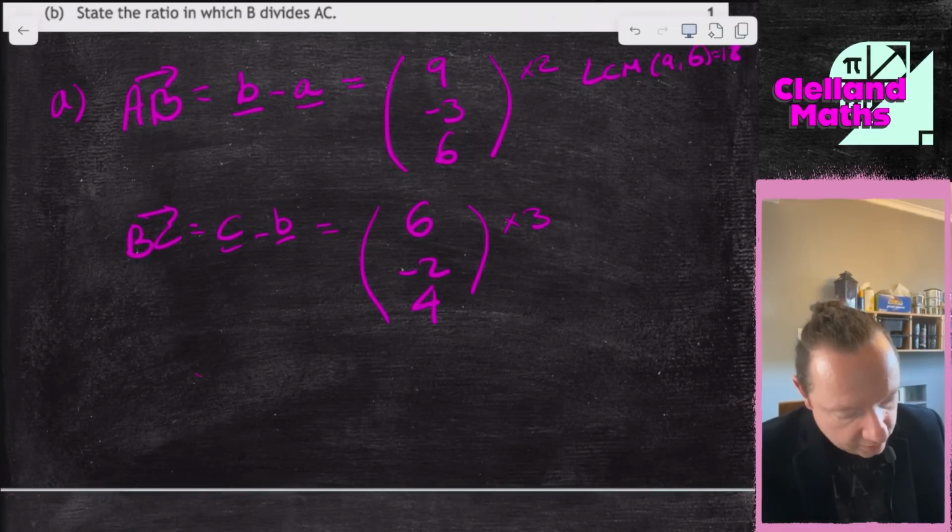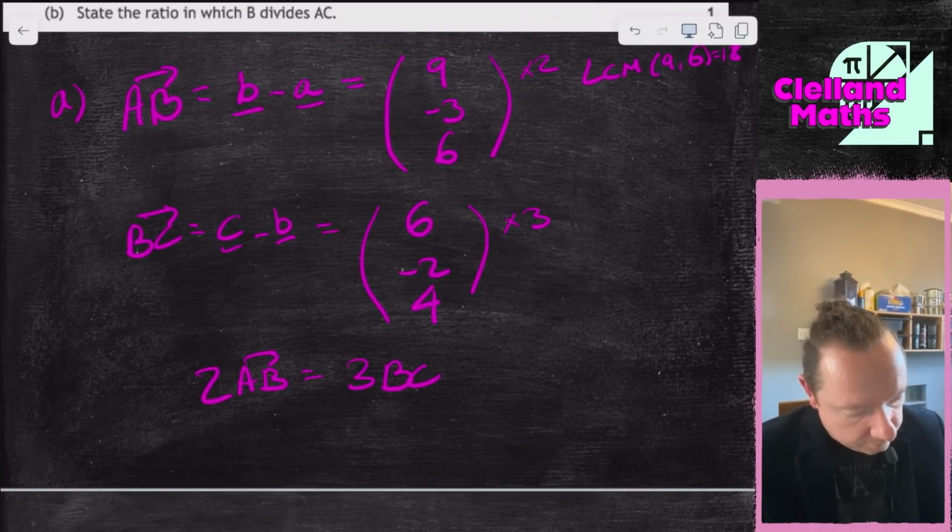So let's just check. 2AB hopefully equals 3BC. So they're multiples of each other. 2 9s is 18, 2 3s is 6, and 2 6s is 12. 3 6s is 18, 3 2s is 6, 3 4s is 12. So we get the same.